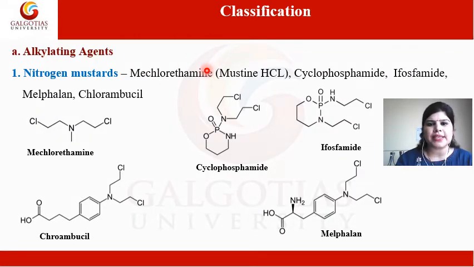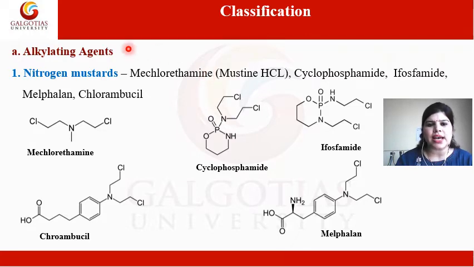Classification of anti-cancer drugs. Anti-cancer drugs are categorized into four categories: alkylating agents, platinum coordination, antimetabolites, plant products, and antibiotics. We will discuss these classes one by one.